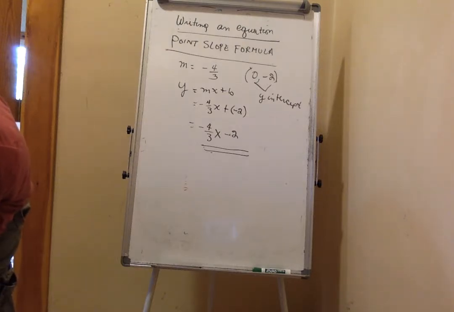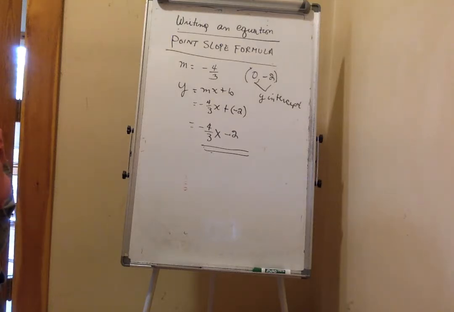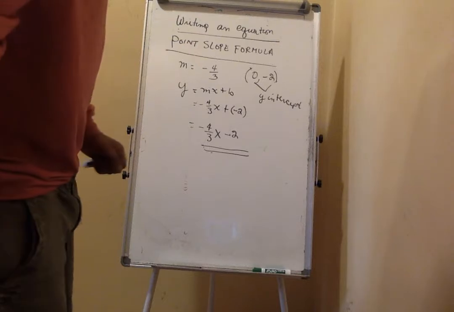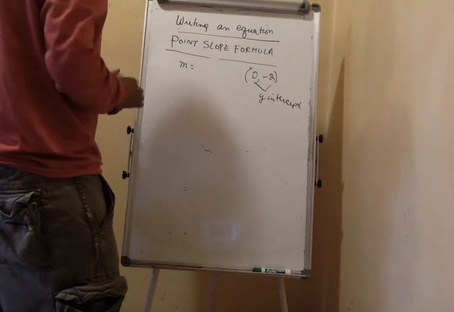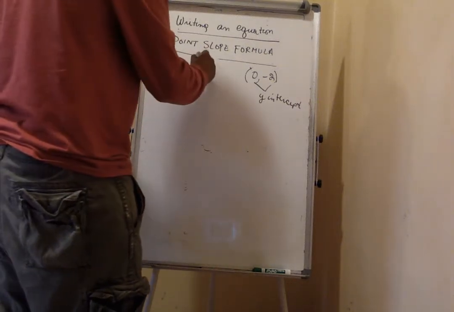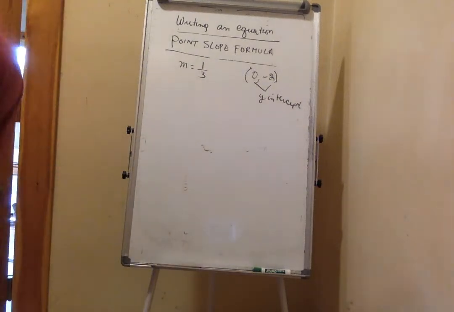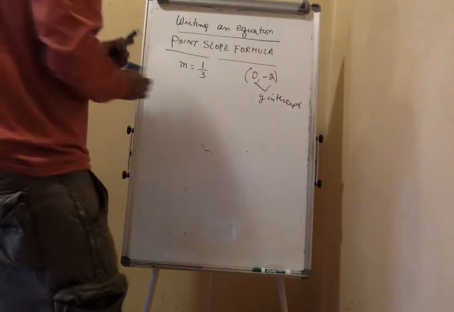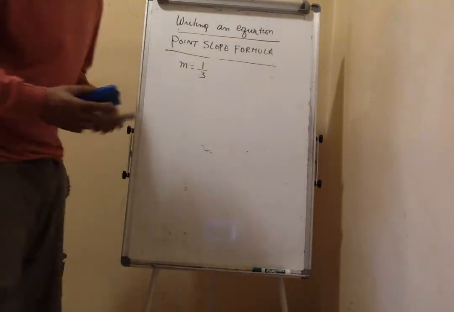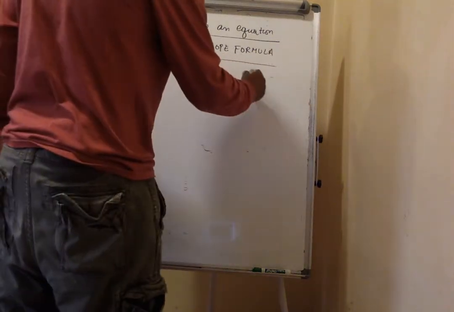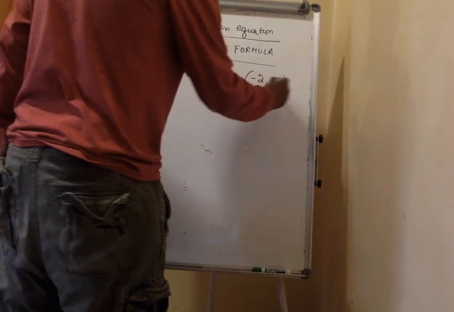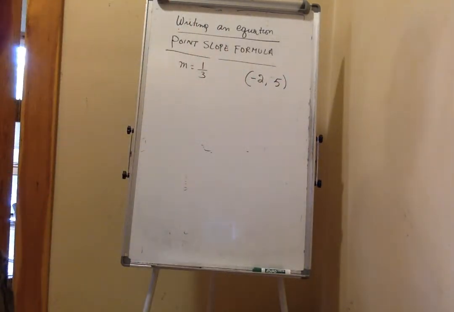Now, how about now the slope is 1 over 3. And the ordered pair is not a y-intercept, but the line is passing through the point negative 2 and 5. Okay, so in this instance, we cannot use the slope intercept, but the point slope formula.